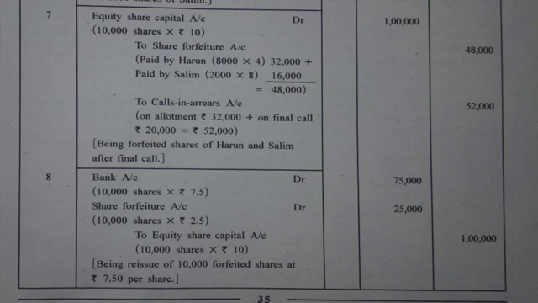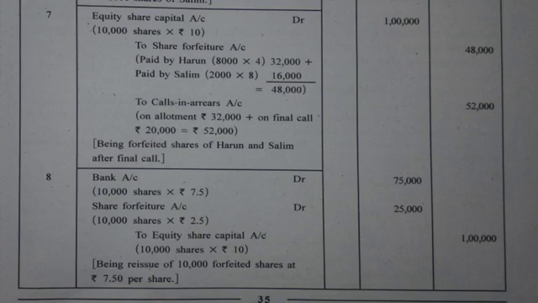So what are we writing in share forfeiture account? Obviously the amount which is paid by the shareholder. So Harun here has paid only application money. So 8,000 into 4. He did not pay allotment money and even did not pay final call money. So allotment rupees 4, final call rupees 2, making it 6. Out of 10 rupees, 6 rupees is not paid by him. And remaining 4, only application money, is paid by him for 8,000 shares held by him. So 8,000 into 4, 32,000.